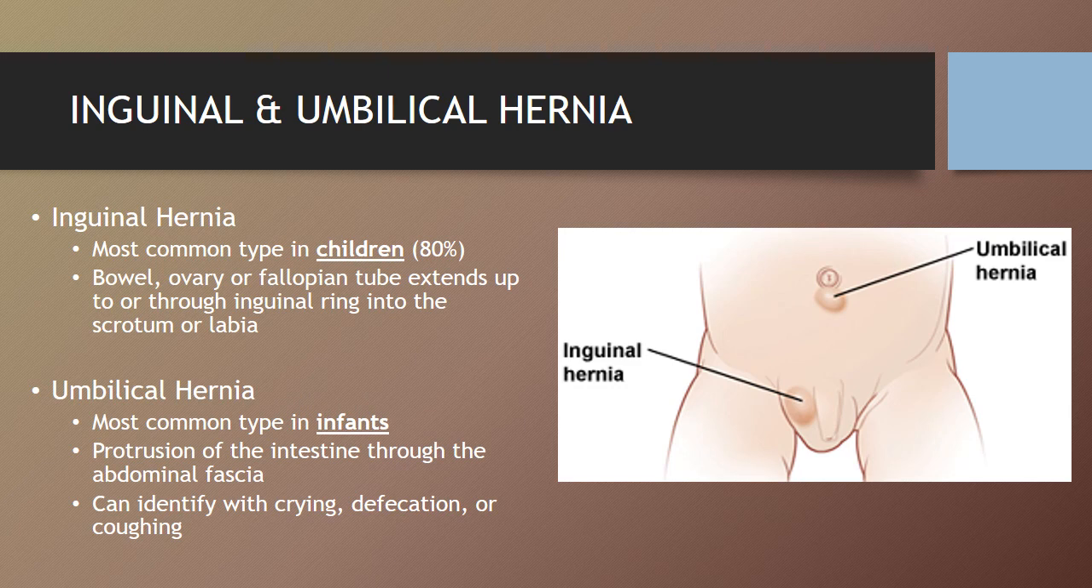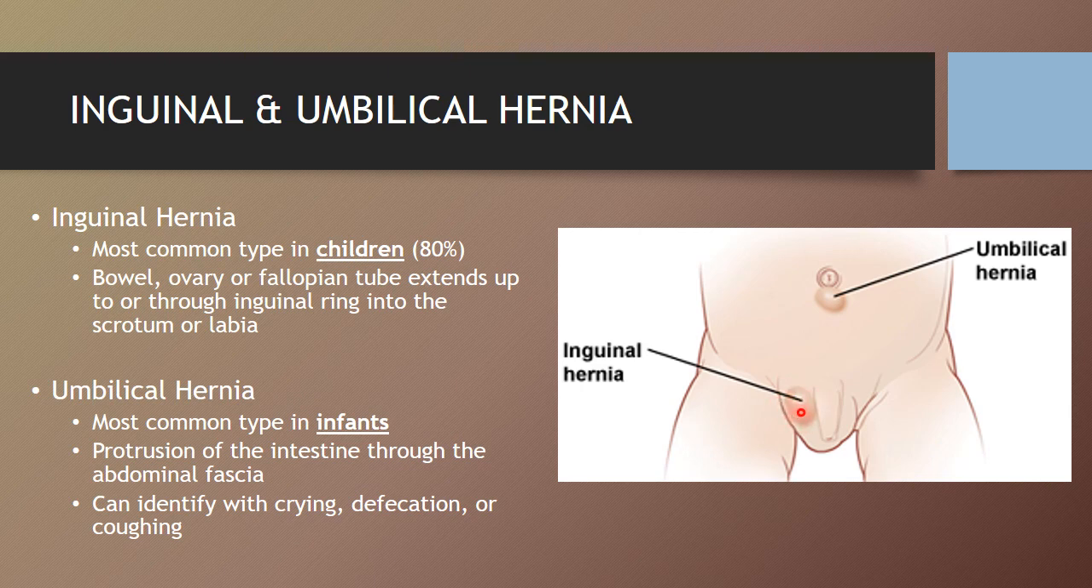Okay, moving right along, we have an inguinal and umbilical hernia. I'm just telling you what they are. Inguinal hernia is actually the most common type in children, 80% of hernias in children. And you can see this here. This is an inguinal hernia, and this is when the bowel, ovary, or fallopian tube actually extends up to or through the inguinal ring into the scrotum or labia. So you have a little ring here, and it goes straight through, herniates through, and then this is where you get the bulge.